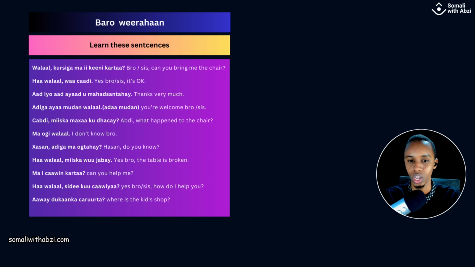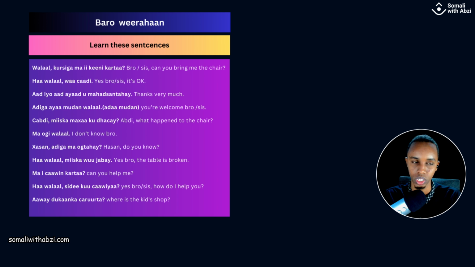So "aad iyo aad ayaad u mahadsan tahay". This can be shortened. You can just say "aad" plus "ayaad". "Aad iyo aad u mahadsan tahay", like that. The next is "adiga ayaa mudan walaal". You can just do a shortened way. "Adiga ayaa", "adiga" plus "ayaa". You can say "adaa mudan walaal", just "adaa mudan", or "adaa mudan" with people's names. "Adaa mudan Abdi".